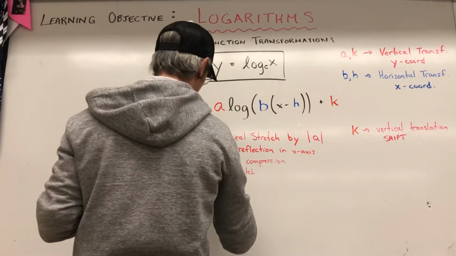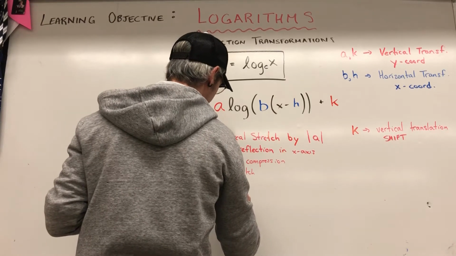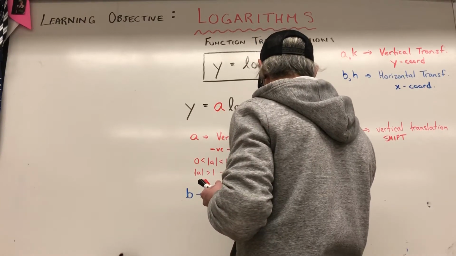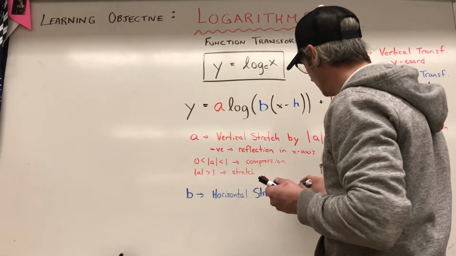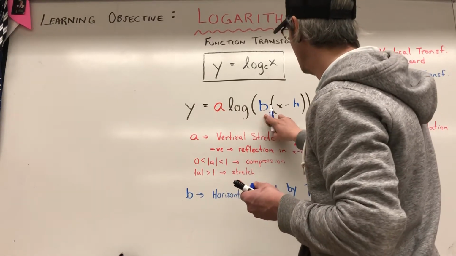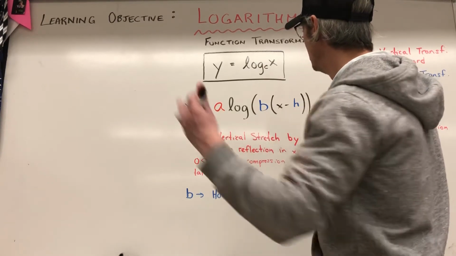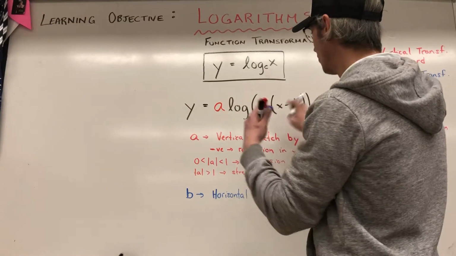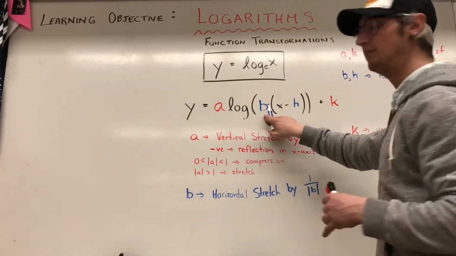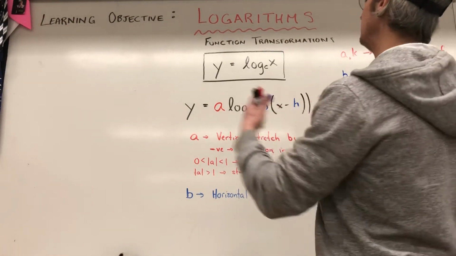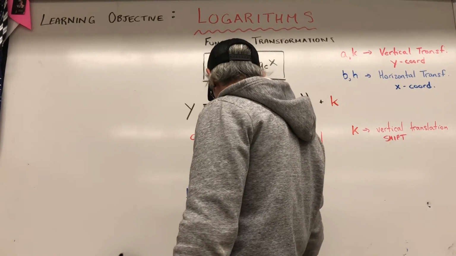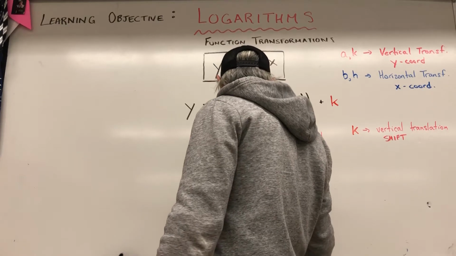So with B, that's my horizontal stretch. But it's by a factor of 1 over the absolute value of B. So if I have a B of 2 here, I'm actually going to be shrinking it by a half. I'm going to multiply all my x coordinates by a half, by 1 divided by 2. If this was 1/2 here, well, 1 divided by 1/2 is 2, so then I would actually be stretching it. If B is negative, it's going to be a reflection in the y-axis.